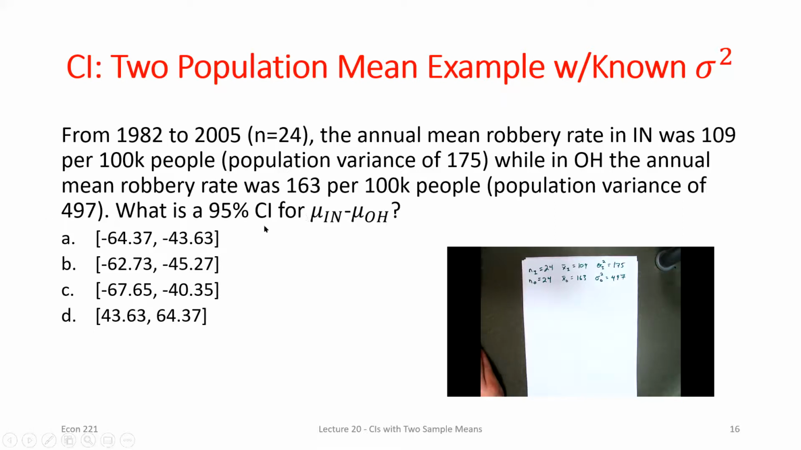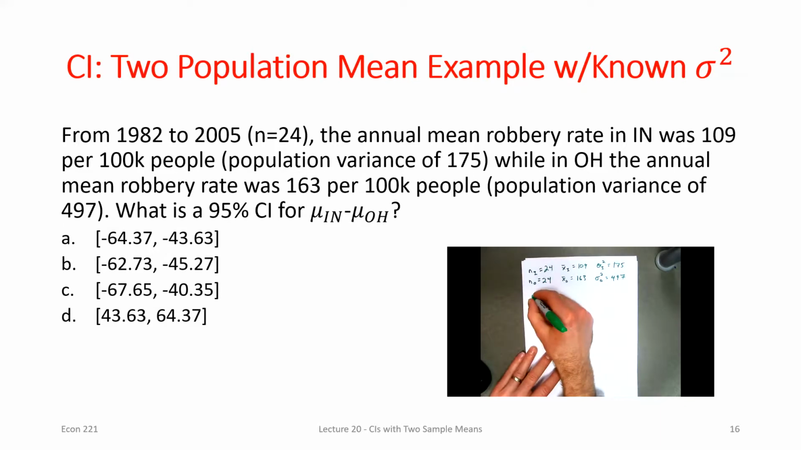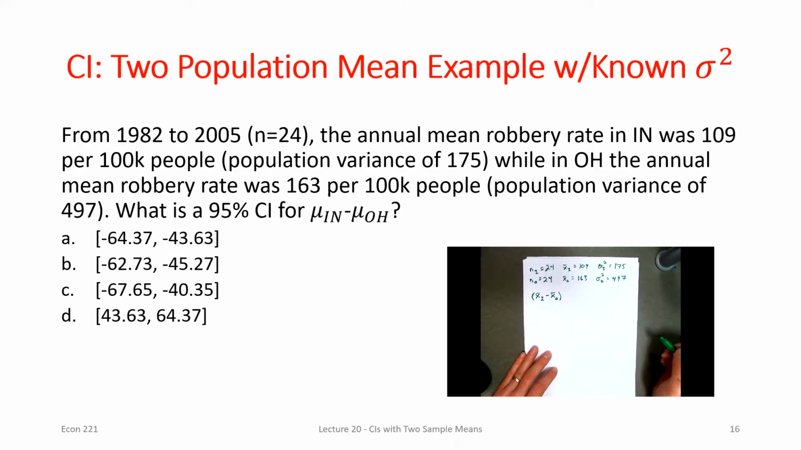Okay. So if I wanted to build a 95% confidence interval for the true difference in Indiana and Ohio's robbery rates, how would I go about doing that? Well, first of all, we'll write down the general form of the equation in our context. So our group one is Indiana. So we'll take their sample mean and subtract the sample mean that we found from Ohio. And that's what we'll center our confidence interval around.